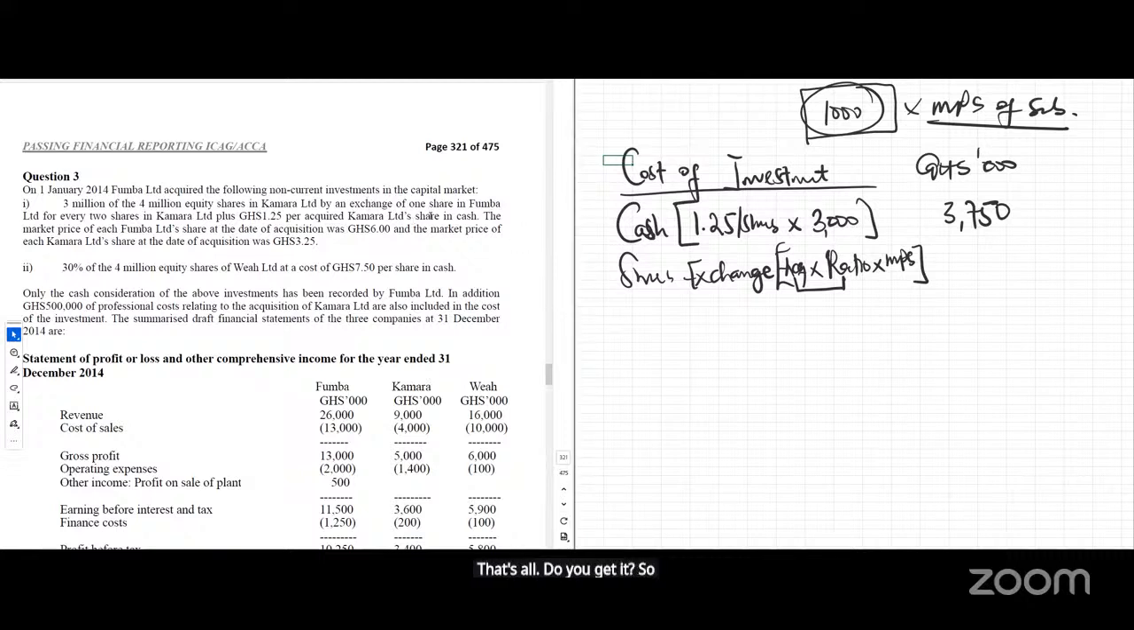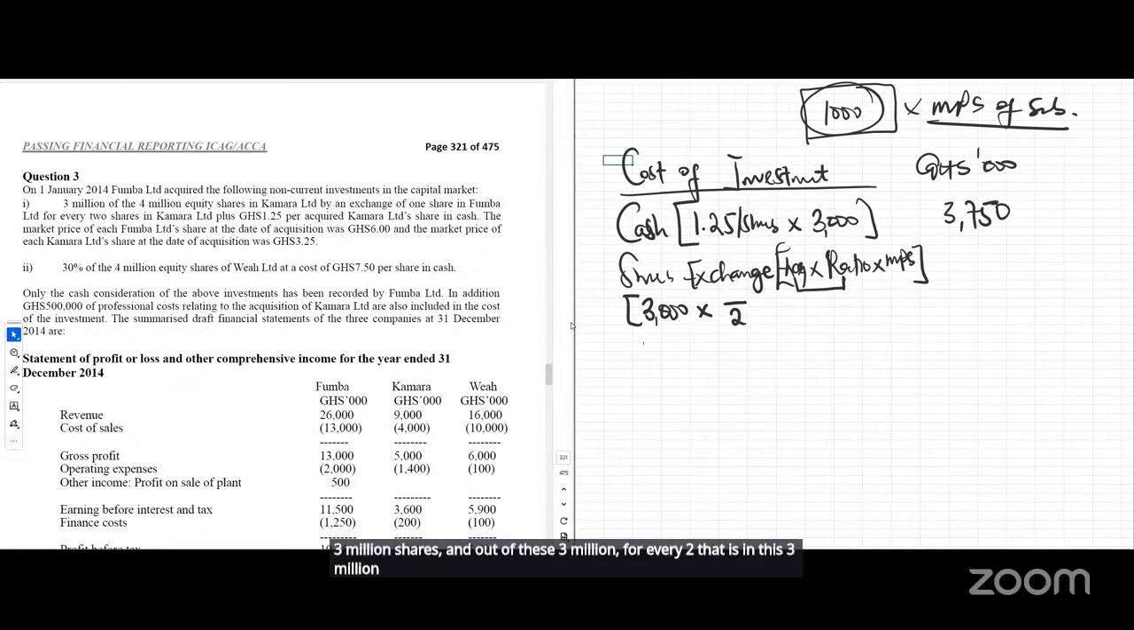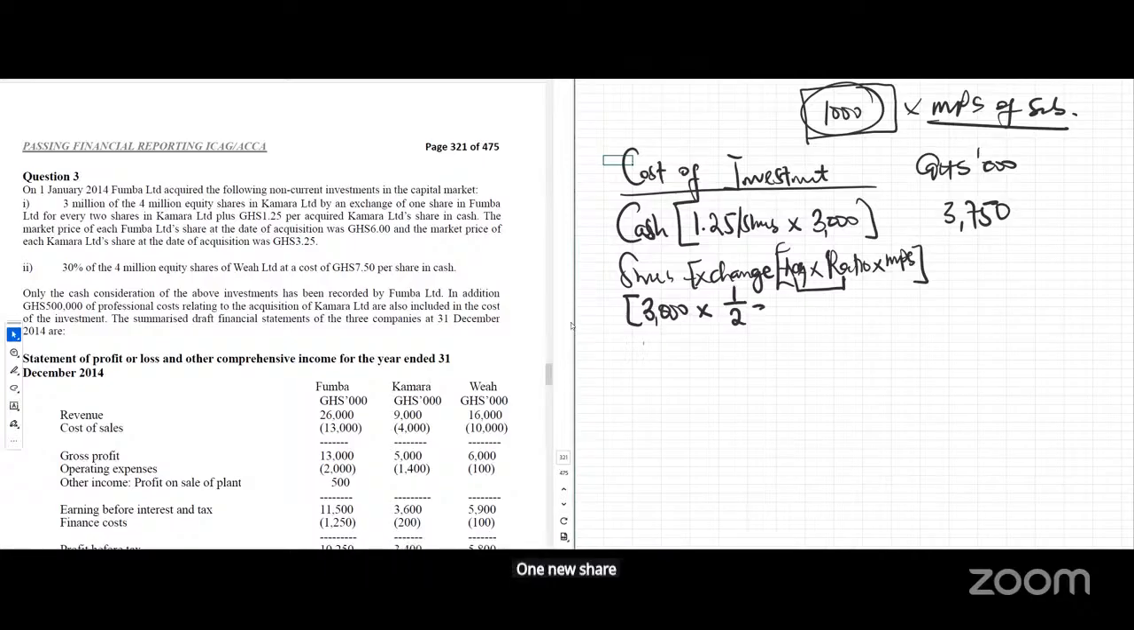So here, how was the exchange? They say he issued what? Second paragraph, second sentence: by an exchange of 1 share in Fumba for every 2 shares in Camara. Is that not so? So I bought 3 million shares, and for every 2 in this 3 million, I give 1 new share. So how many shares would I have issued? Is it not 1,500 new shares? Do you get what I'm doing?